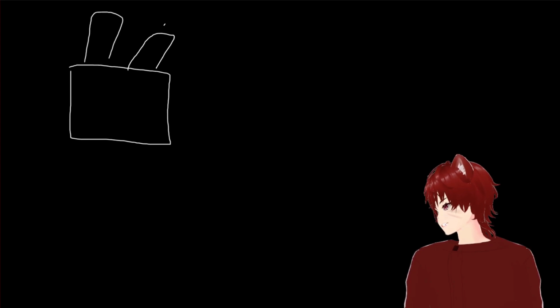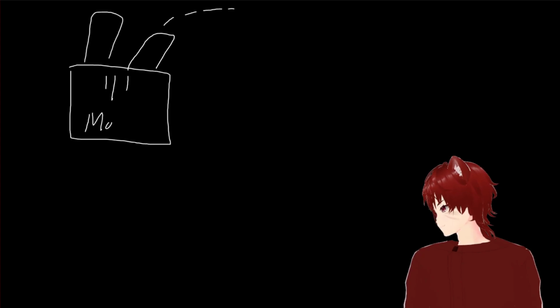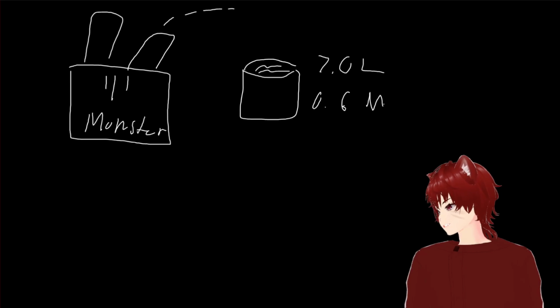So let's do another example, a bit on a larger scale. Let's say we're at the Monster factory. And we're going to try and make a batch of White Monster in this vat, right here. Let's say this vat is about 7 liters, and we have 0.6 molar solution of this White Monster in a vat. And we're going to try and find how many grams of caffeine are in this vat.